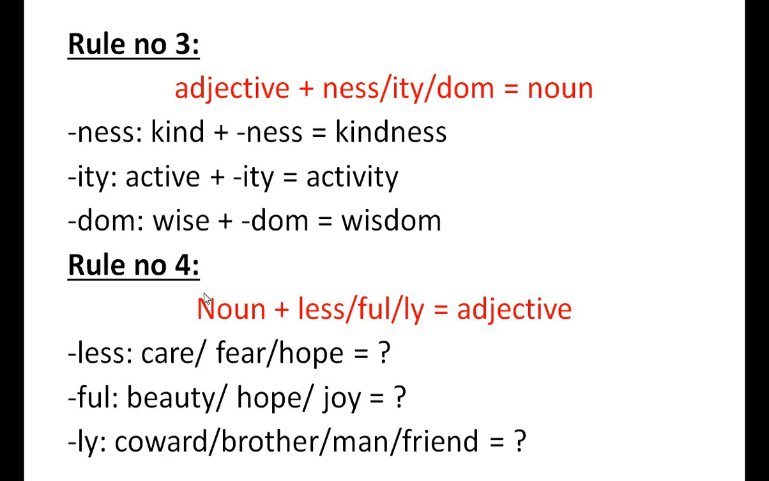So in rule number 4, we have noun, and if we add less, ful, and ly, it becomes an adjective. How? Take care, fear, and hope. Just add less. Careless becomes an adjective. Fearless becomes an adjective. Fear was a noun. Hope was a noun, but with the addition of less, it becomes hopeless. Similarly, do it yourself by adding these suffixes and make a new word, and consider it an adjective, while these words are nouns.